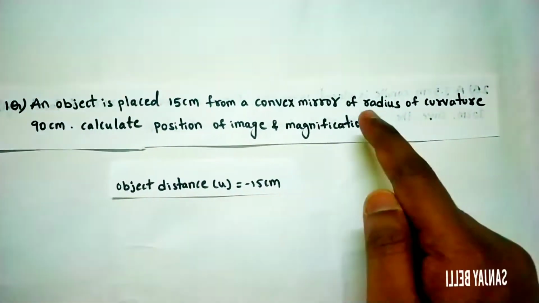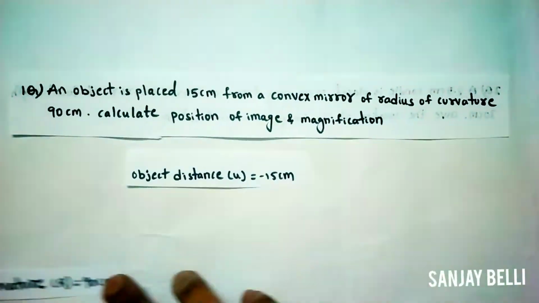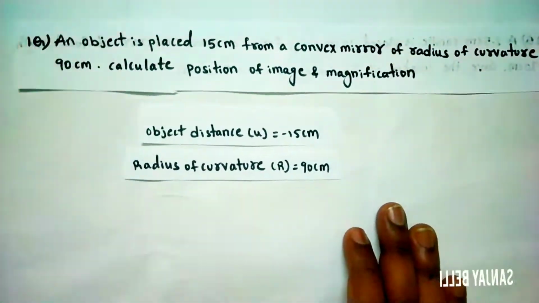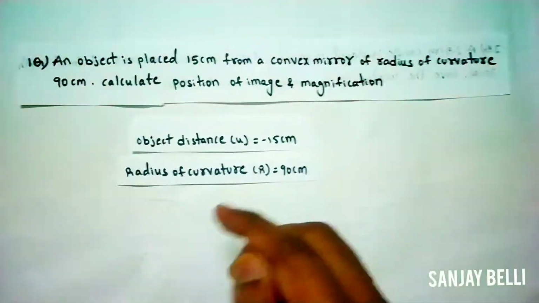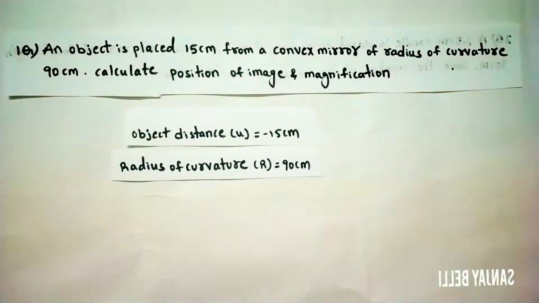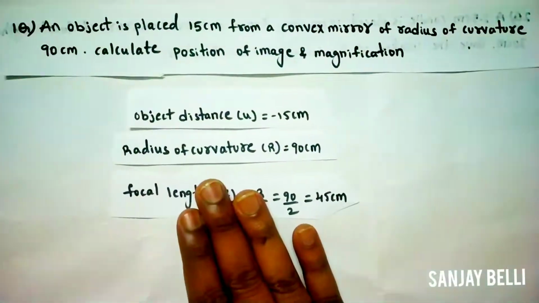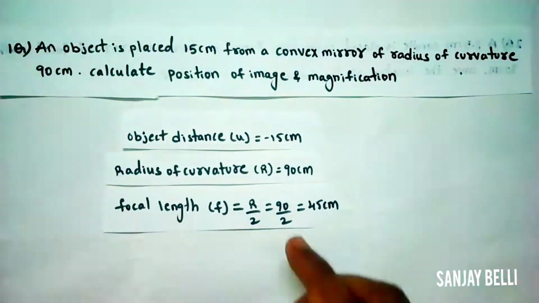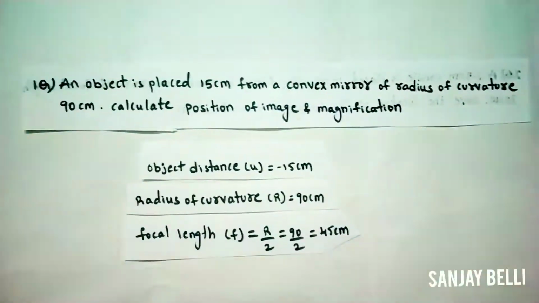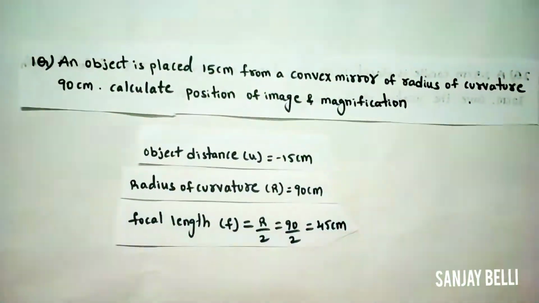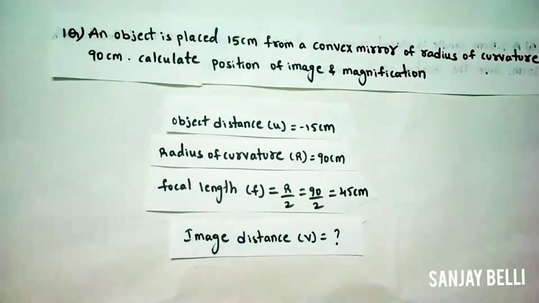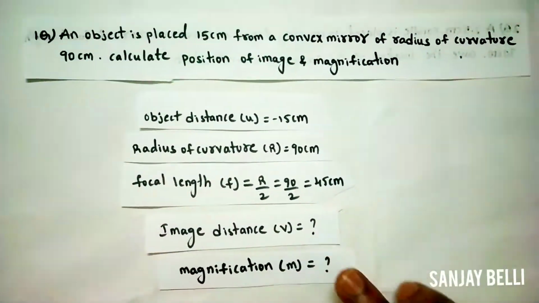And again, the radius of curvature is equal to 90 centimeters. That means the distance from P to C is 90 centimeters. Then how to convert the radius of curvature into focal length? You just have to divide it by 2. So focal length is nothing but half of the radius of curvature, that is 90 by 2, which is 45 centimeters. Now what do we have to find? The position of the image, that is the image distance, and also the magnification.